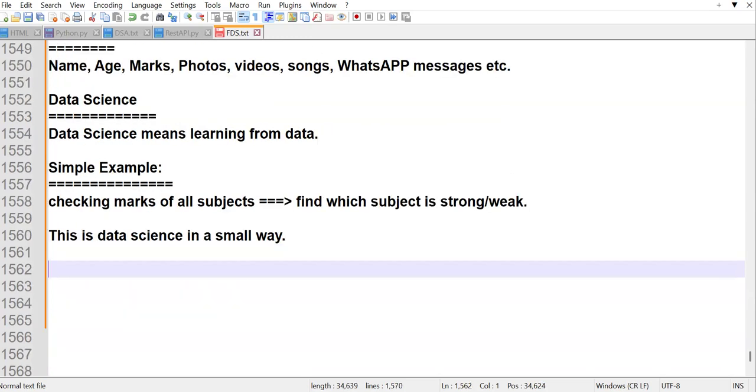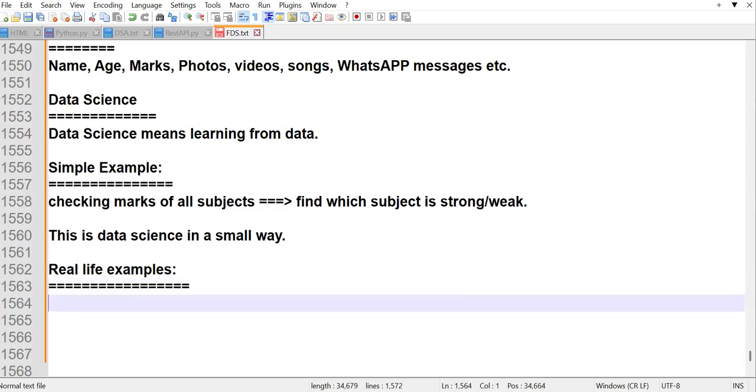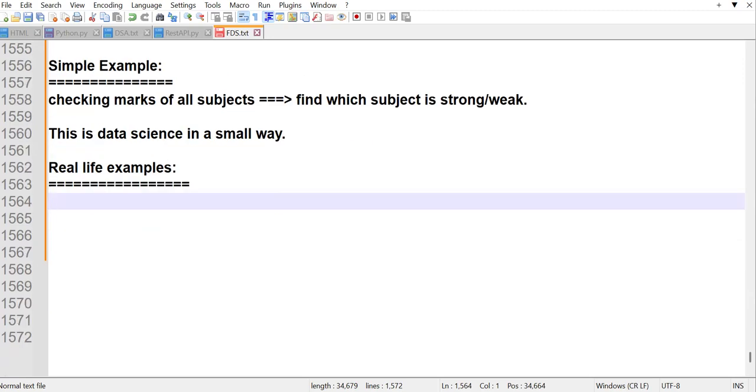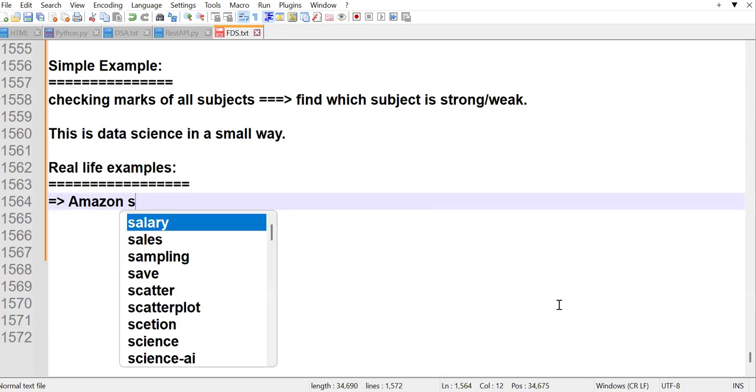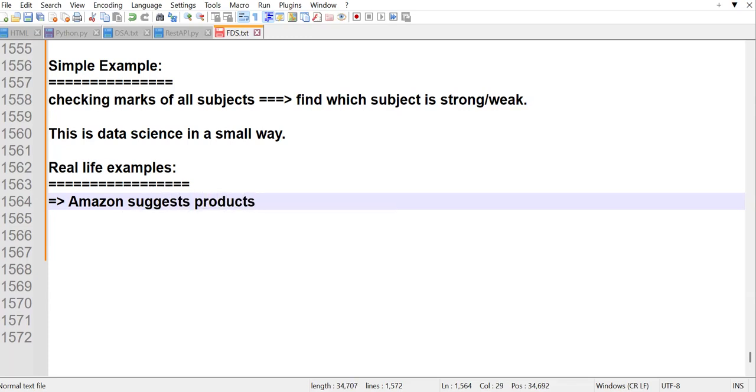Now, real-time examples of data science, or we can say real life examples. What are the real life examples of data science? If you already know, you can tell the examples. Otherwise, you can update your knowledge as well. The first example we can say is Amazon product suggestions, which is a real-time example of data science.